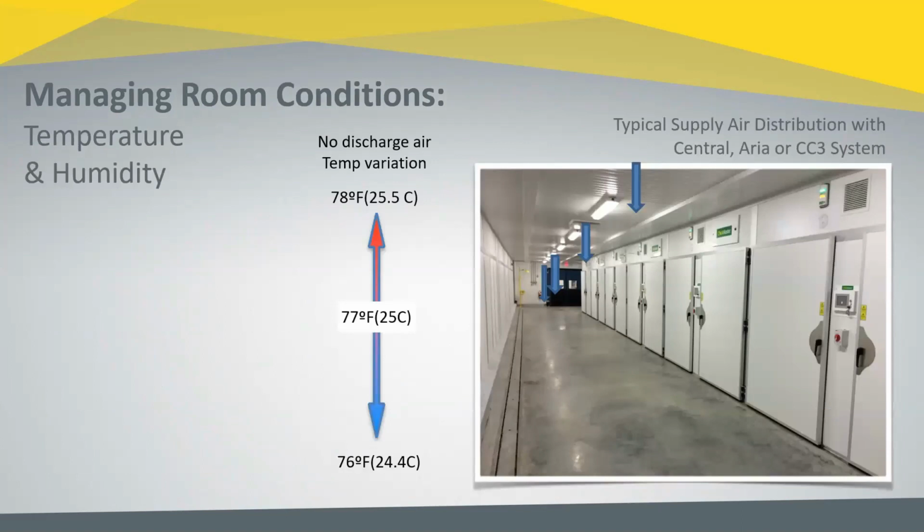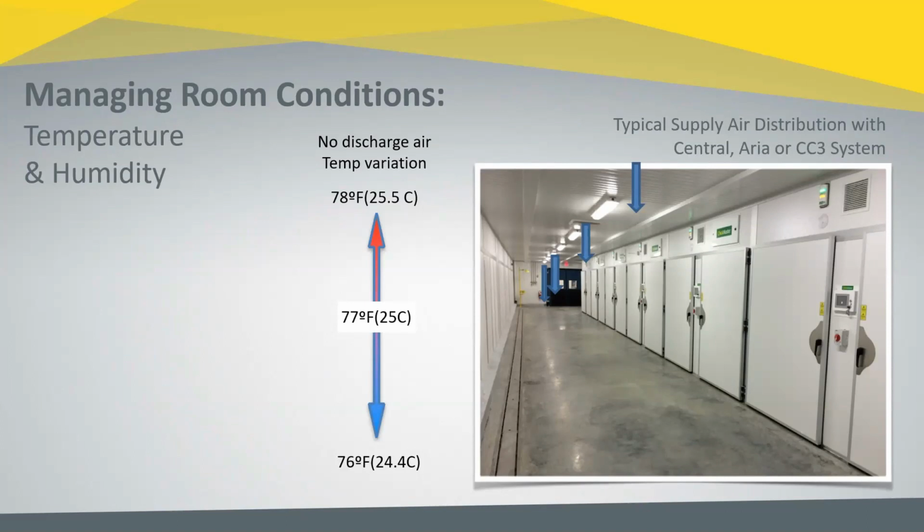When we look at objectively trying to provide a consistent environment into the room, I'm showing an illustration of a typical supply air distribution using either a central system, an ARIA, or a CC3 system. Generally by design, we have an overhead duct that is in a plenum or an attic area, and that duct then allows distribution of the air full length of the room. So you have an even distribution.